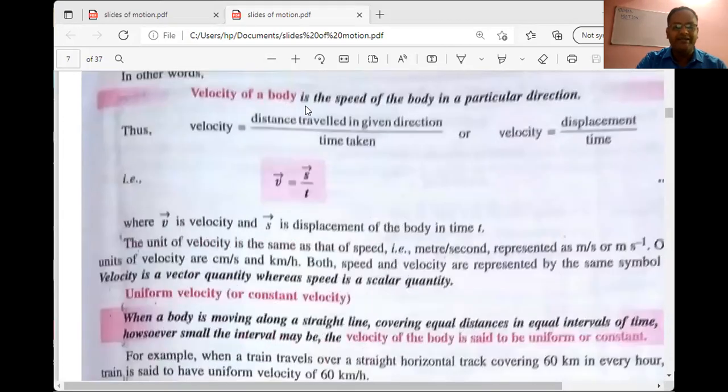Yes. So you will write this also. Velocity is a vector quantity since it has both magnitude and direction. Okay.